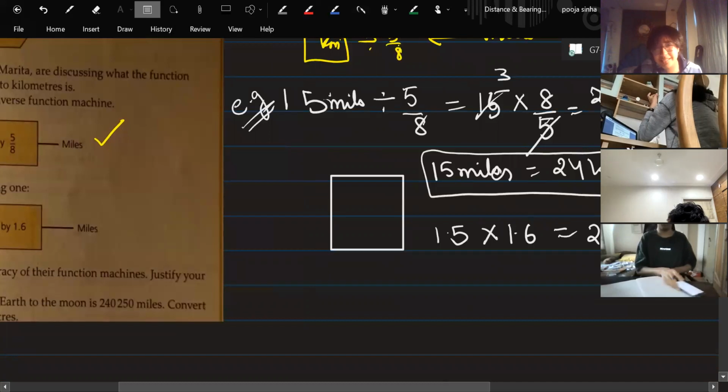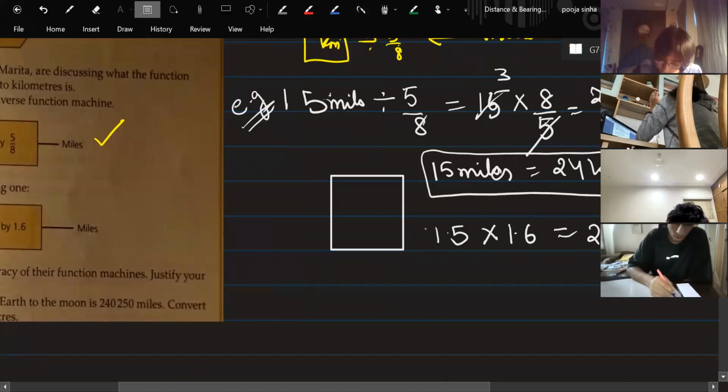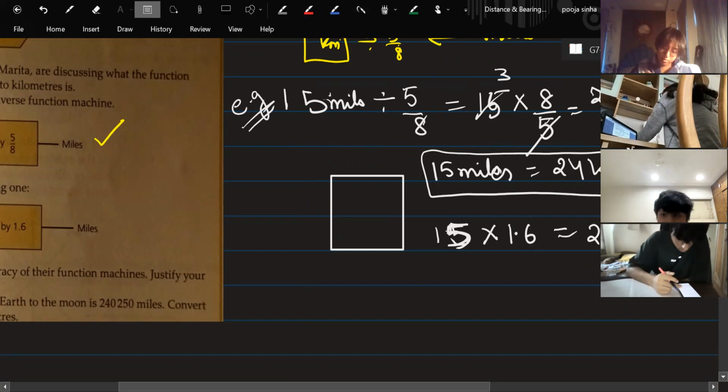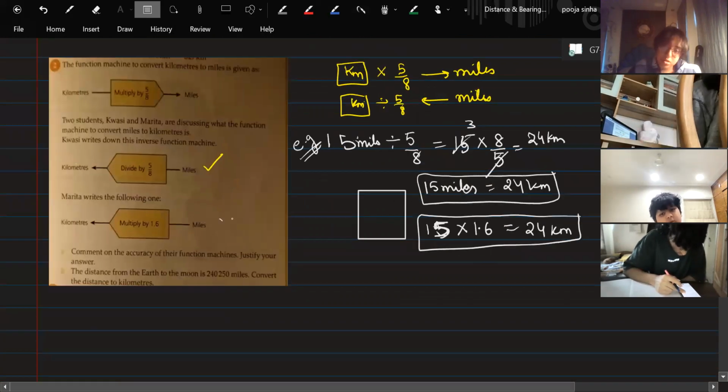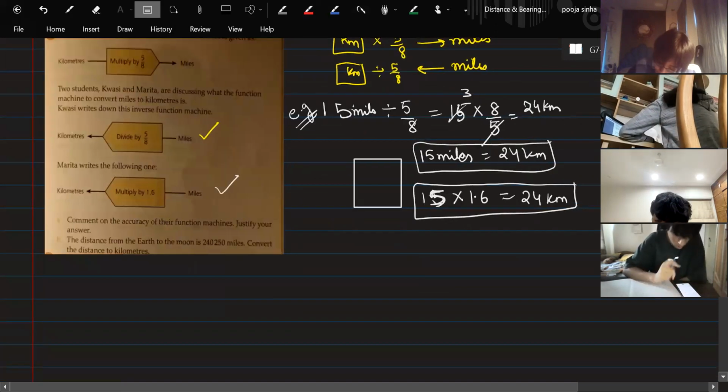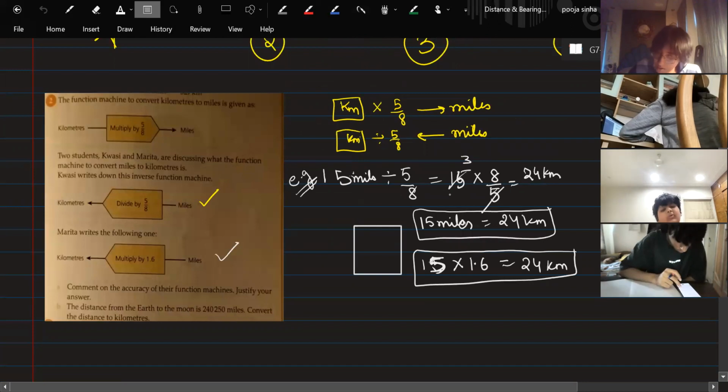1.5 into 1.6? No, it's 15. Same question. It's not 1.5. It's 15. 15 multiplied by 1.6. Are you still getting the same answer? Ayan, are you still getting the same answer? Yeah, you are. You are getting the same answer, which means both are actually saying the same thing. So even Marita is correct in saying whatever she has done here. All right. So comment on the accuracy of their function machine. Justify.